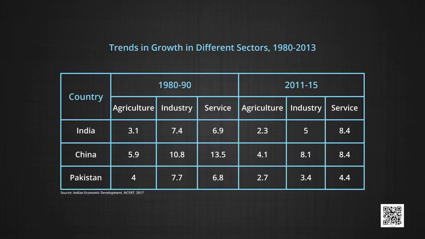Come to table 5. It gives you trends in growth in different sectors between the period 1980 to 2013. As we see in this table, during the last 3 decades, growth in the agriculture sector, employing the largest workforce, has declined substantially. China failed to maintain a double-digit growth rate in its service as well as industrial sectors. India shows an increase in its growth rate of the service sector, though the manufacturing sector shows a decline. Pakistan shows a decline in the growth rate of all three sectors.